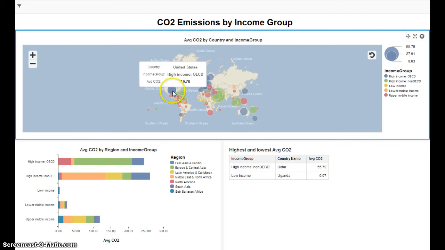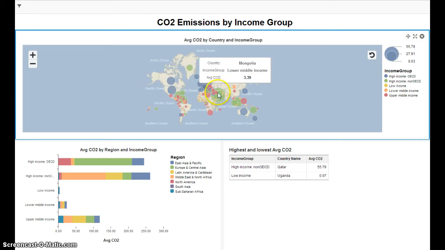So for example, we have the United States, which belongs in the high-income OECD group, which stands for the Organization for Economic Cooperation and Development. The United States also has an average of 19.76 metric tons per capita of CO2 emissions produced.